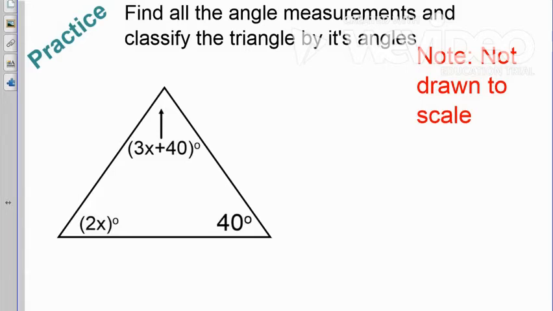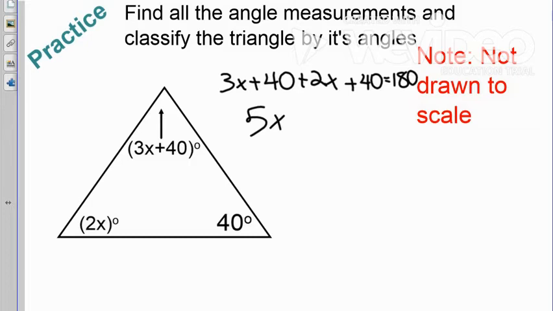All right, so hopefully you paused and you were able to figure this out. The one thing I want you to note here is this is not drawn to scale. So do not assume that because it looks like it's maybe one type of triangle that it's necessarily going to be. So we're going to do the same thing we did before. We have the sum of three angles must equal 180. So we have 3x plus 40 plus 2x plus 40 again, and that has to equal 180 degrees. So we'll add our like terms together. So we have 5x and then 40 plus 40, which would be 80, equals 180.